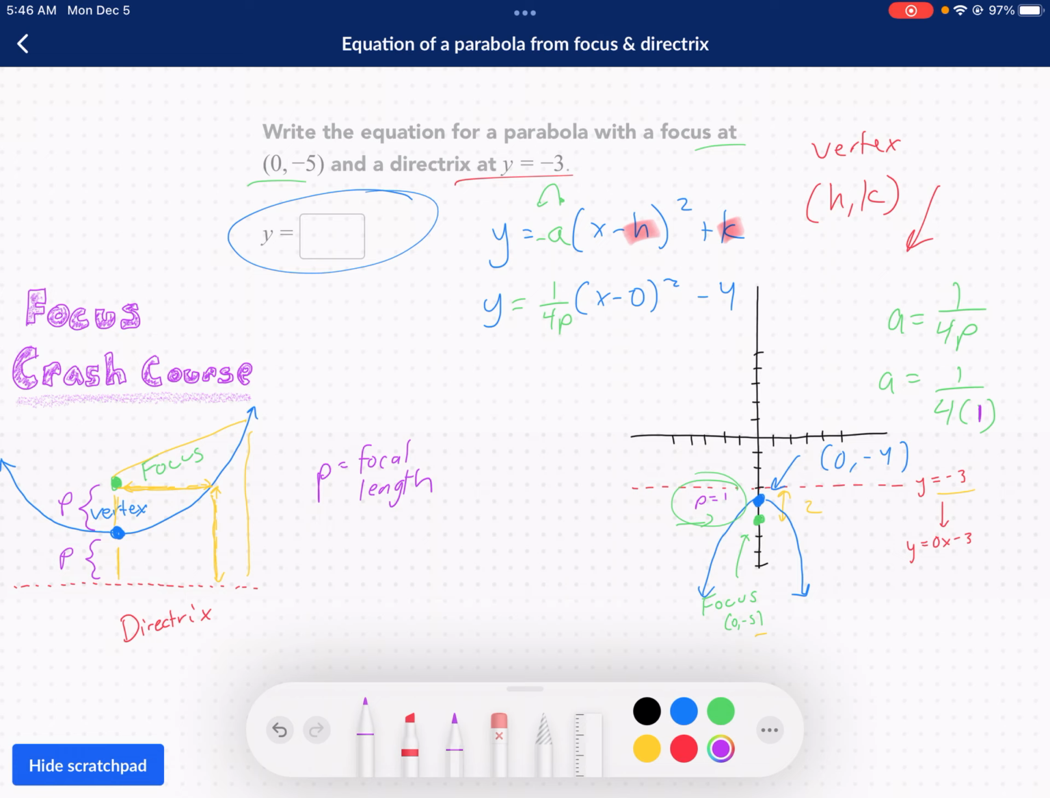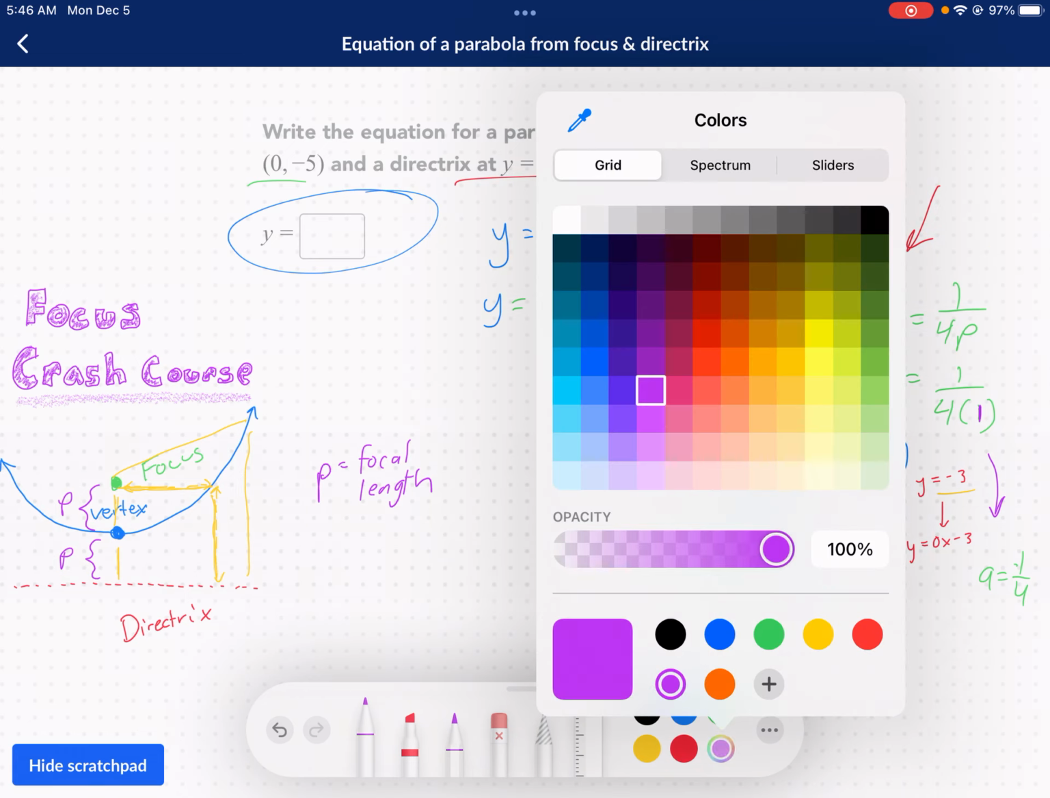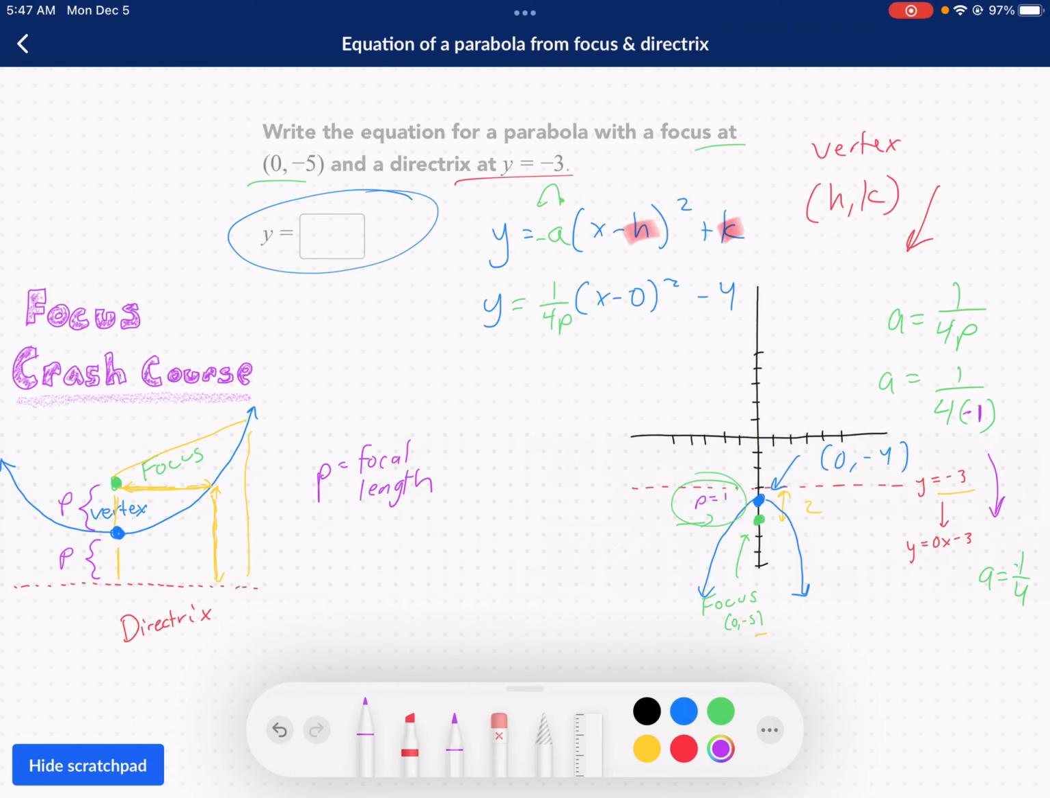So we know that a equals 1 over 4. 4 times 1 is just 4. A equals 1 over 4. Now here's the thing. It's not technically a positive 1 over 4 because it opens down. It's a negative 1 over 4. So if we have a focal length that's going down to meet our focus, then technically we need a negative focal length. So we'll call that negative 1, and we'll call that negative 1 over 4.